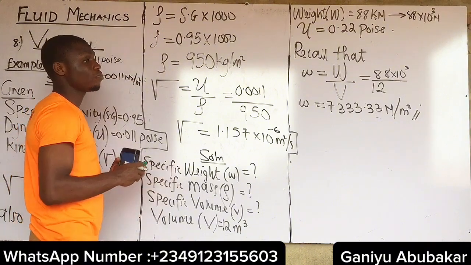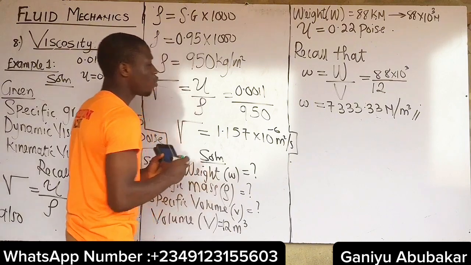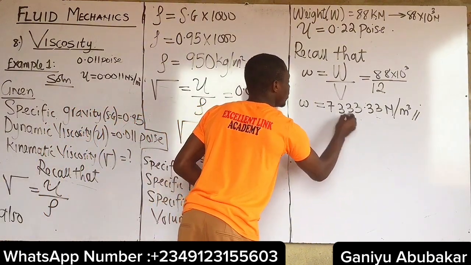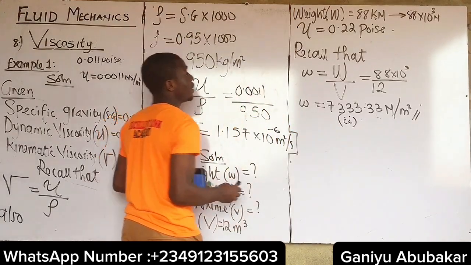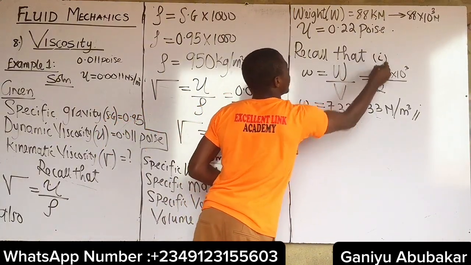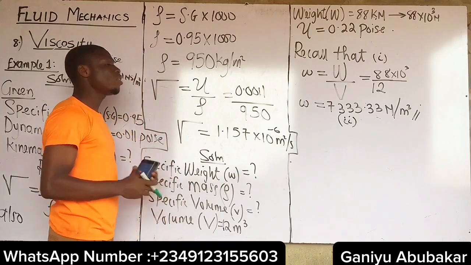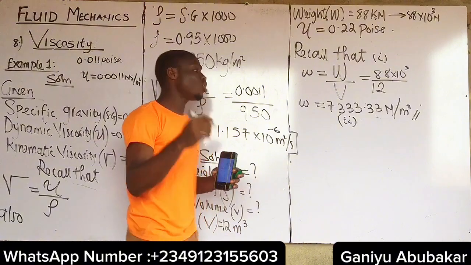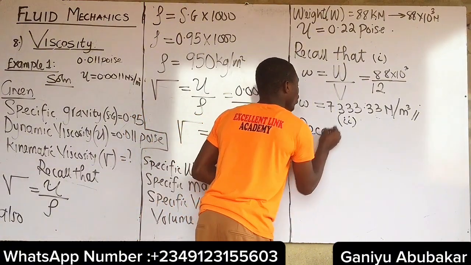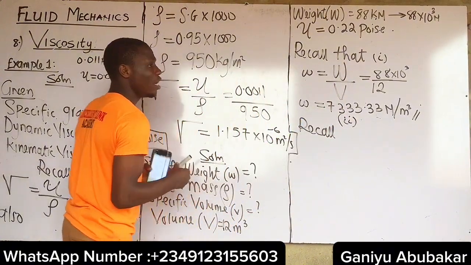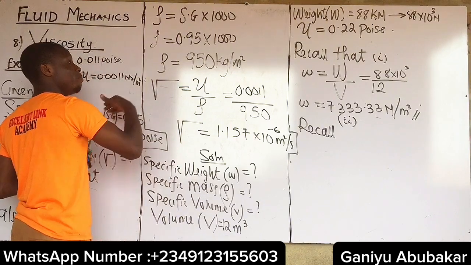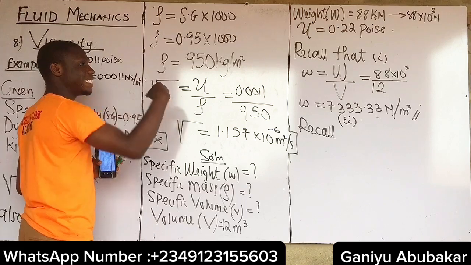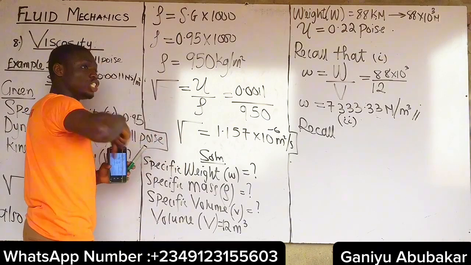Before we proceed, let's get specific mass. Let's call this one I. So for I, that's specific mass. What we know before now is that, recall the relationship between mass density and weight density. To recall that relationship, check your note.